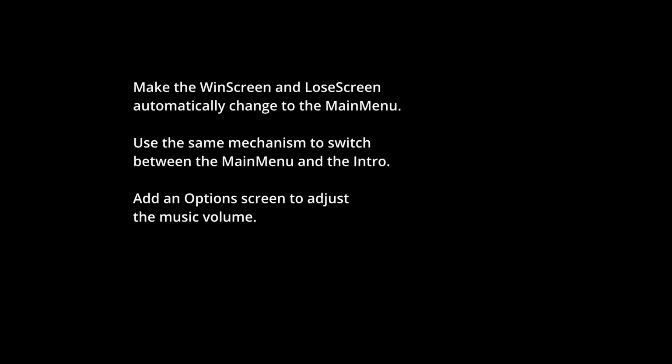Copy exactly what was demonstrated in this lesson. Make the win screen and lose screen automatically switch to the main menu if the player does not interact for 5 seconds. Apply the same mechanism to make the intro and main menu alternate every 10 seconds. Add an options scene to adjust the volume of the music.